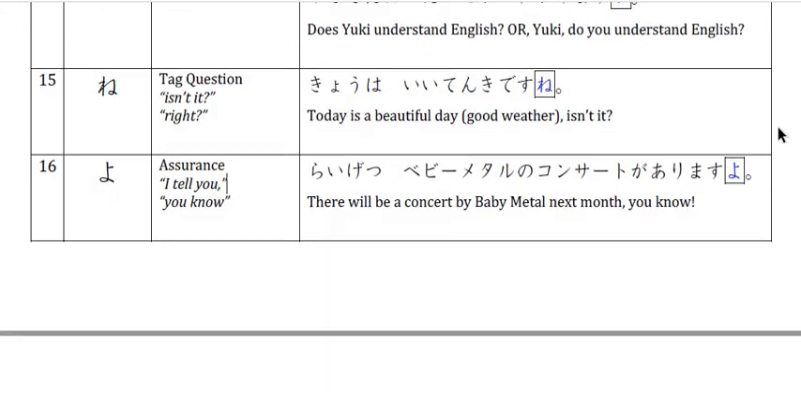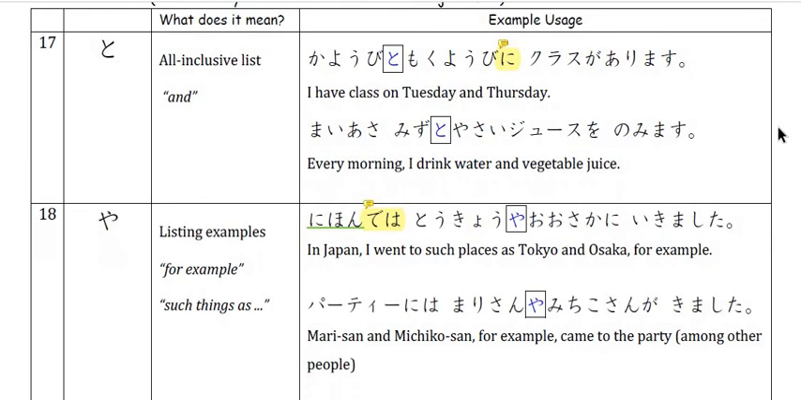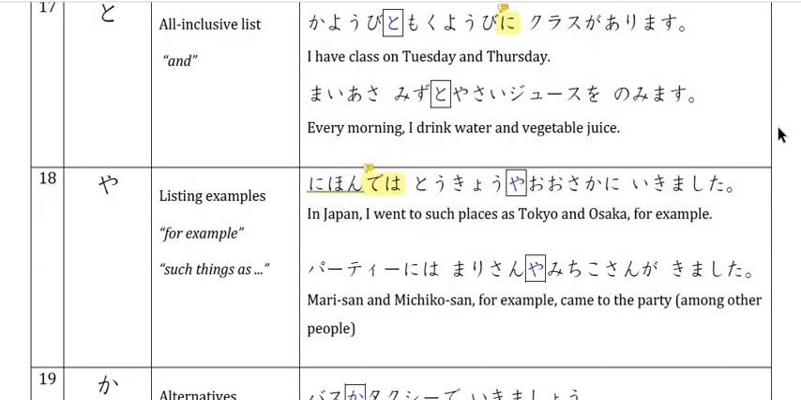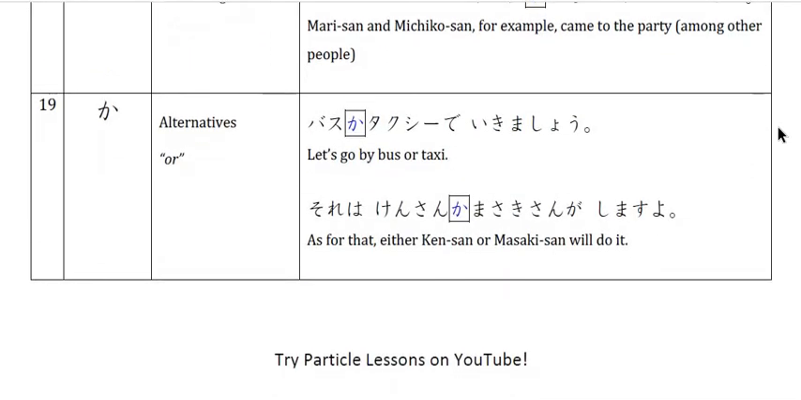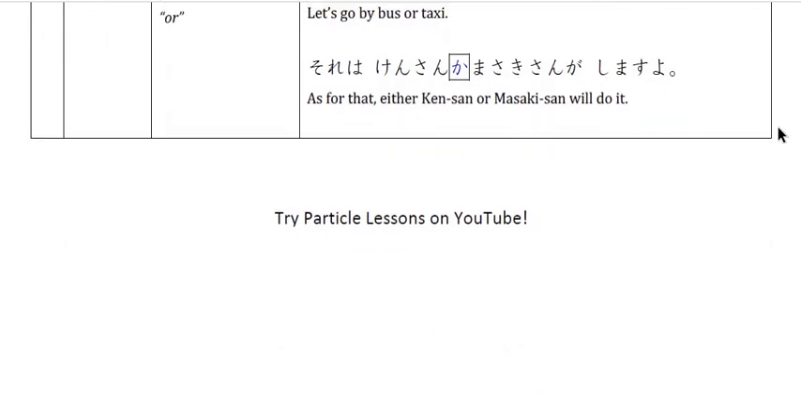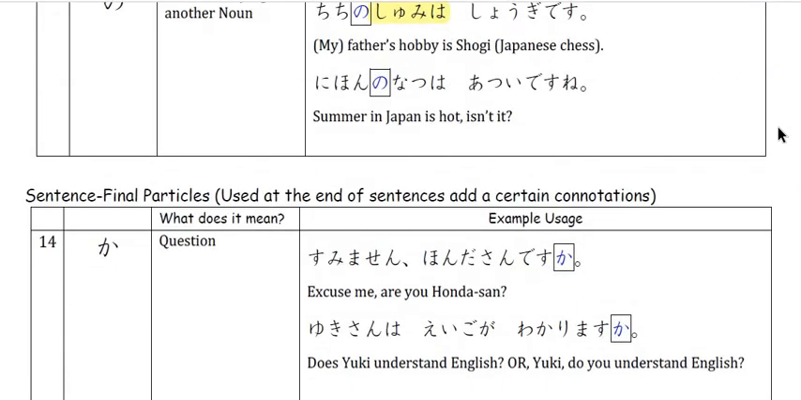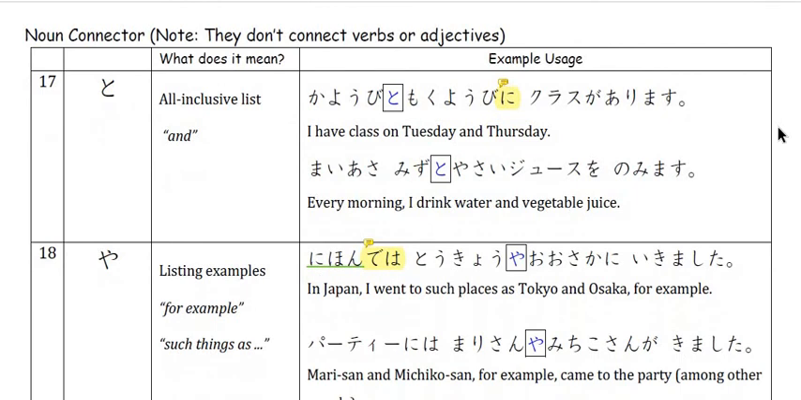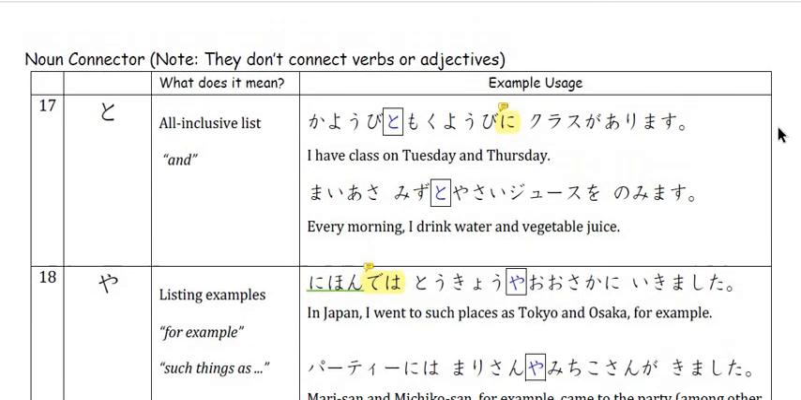Moving forward, we have the particle to, yeah, as well as the particle ka. But these three particles will need another video, which will be a little big, because they do not connect to verbs or adjectives. They are just for nouns. So I've got to make a different video for these three particles.